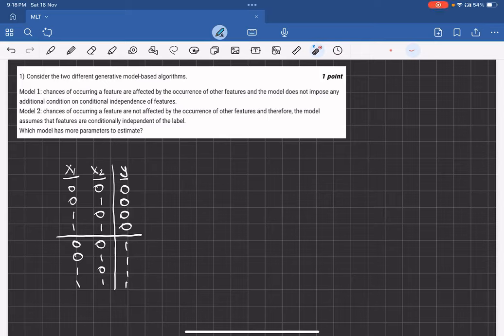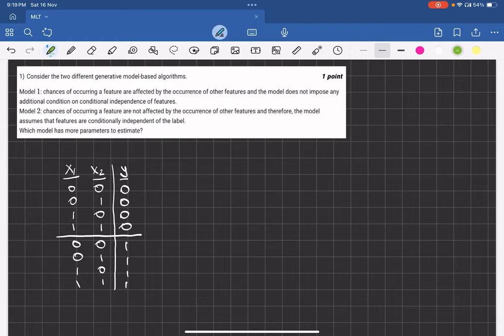Question. Consider two different generative model based algorithms. In model 1, we have the assumption that the chance of a feature occurring is affected by the occurrence of other features, and the model does not impose any additional condition on the conditional independence of features. So this is a very tedious way of saying that the features are dependent.